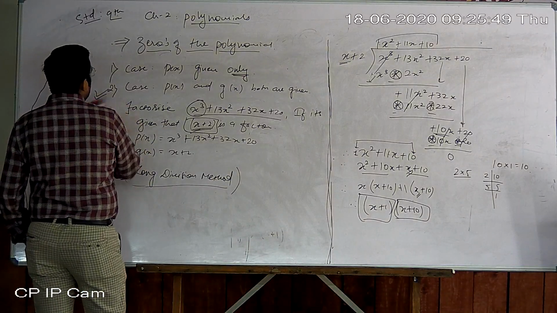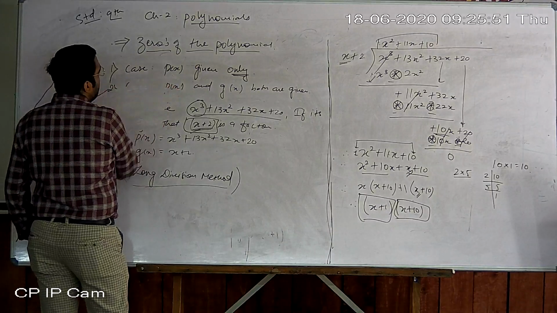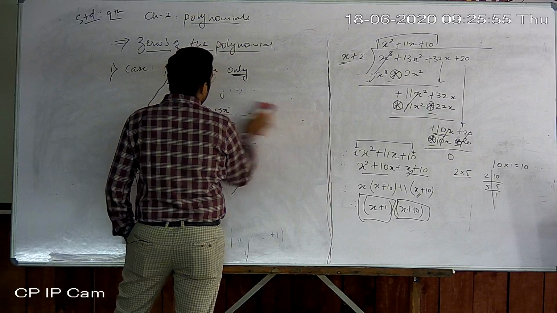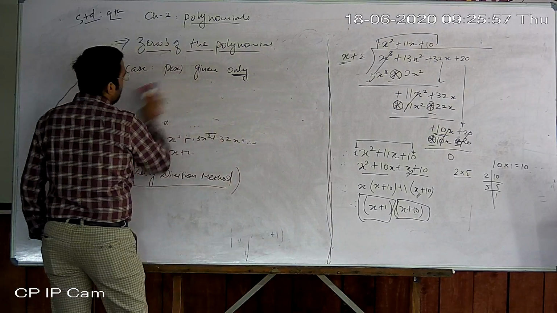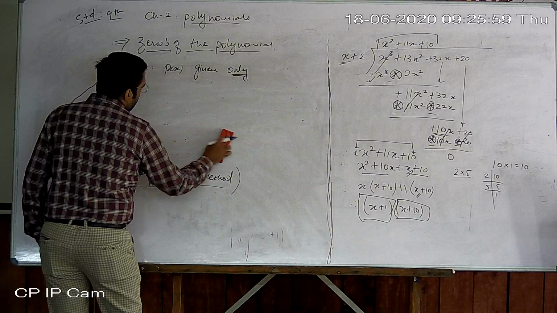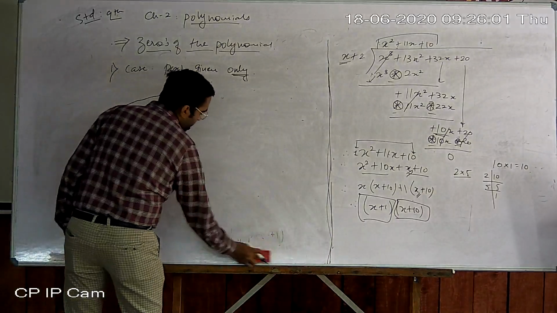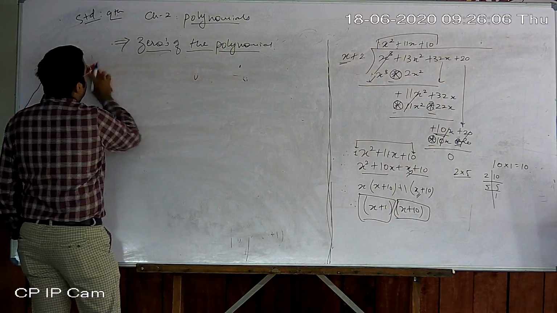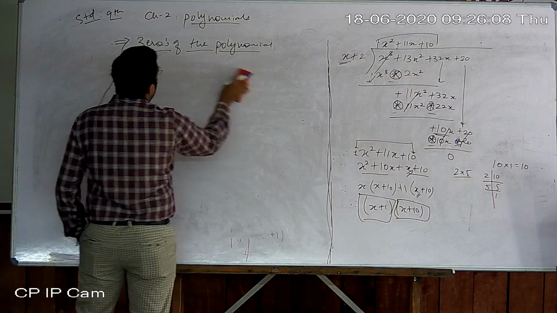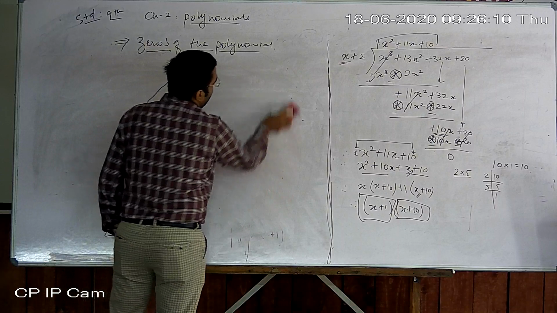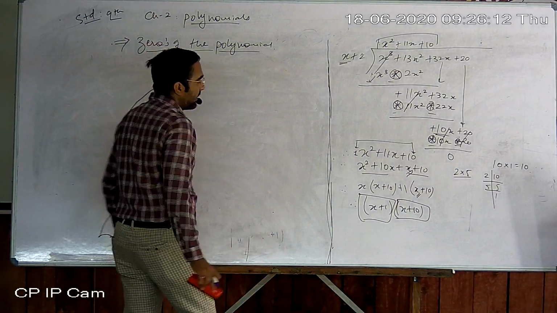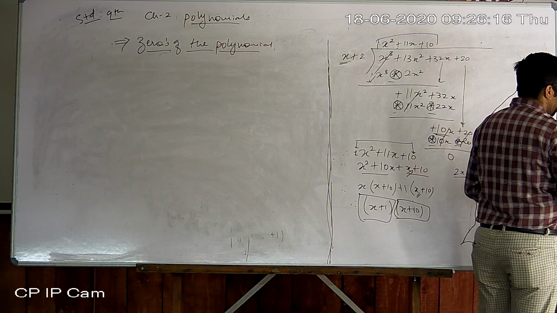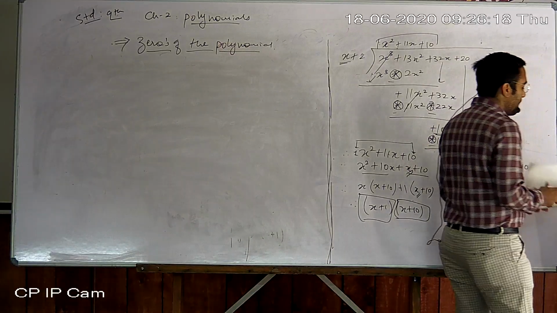Now we are moving on to the first case. If only p of x is given, then first of all we need to find g of x as a first factor.